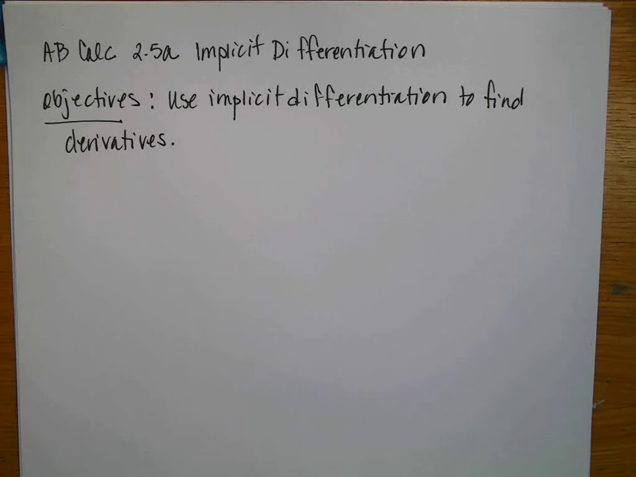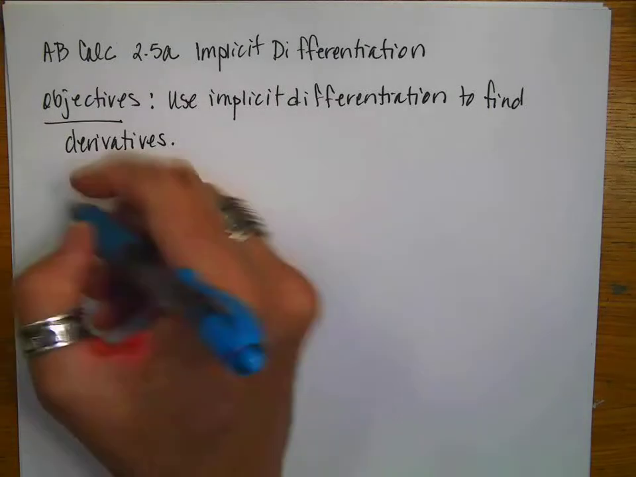Hello, math humans. We're going to do 2.5a today. We're going to be talking about implicit differentiation. Our objectives are that we're going to use implicit differentiation to find derivatives. So let's talk about the different forms.